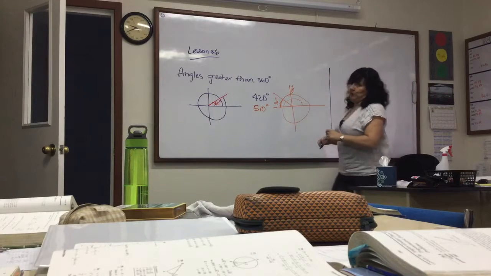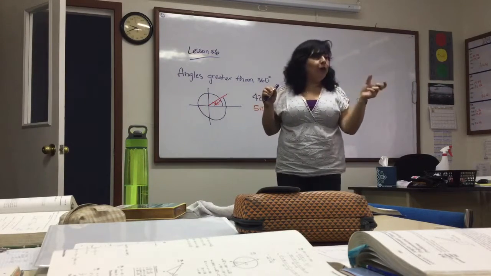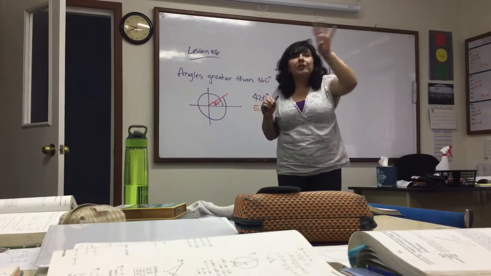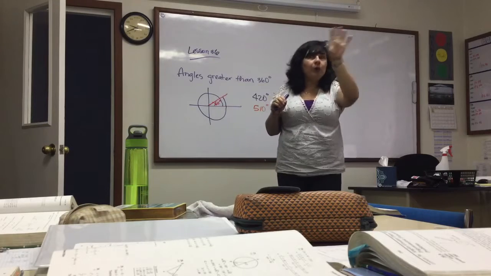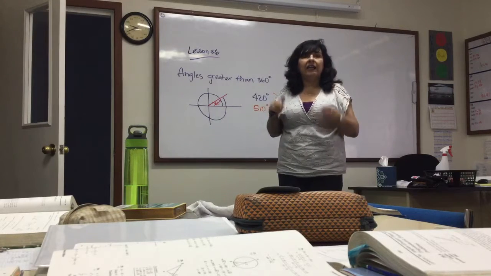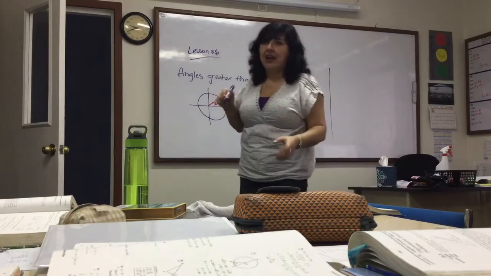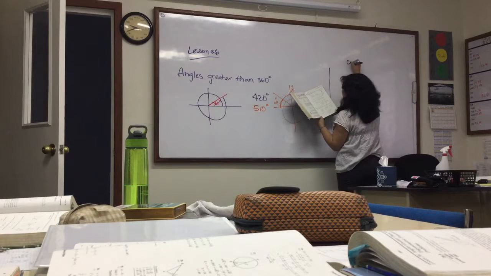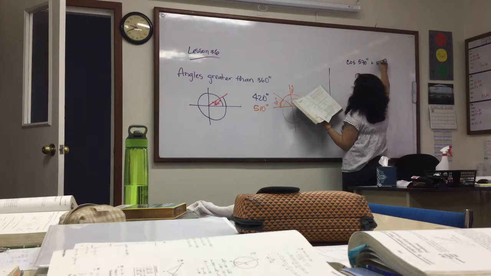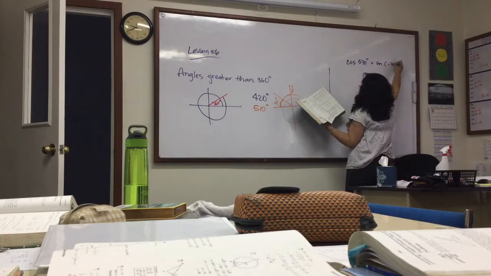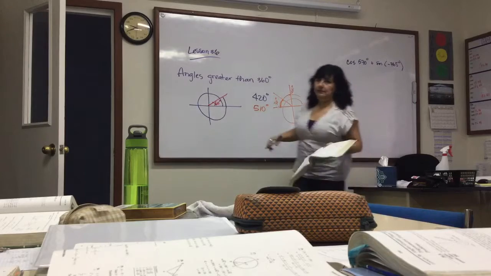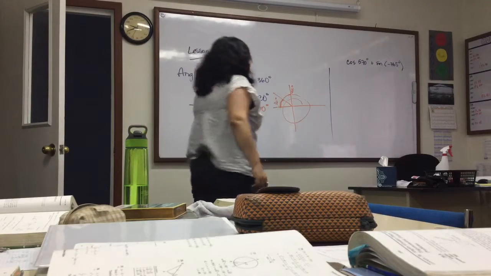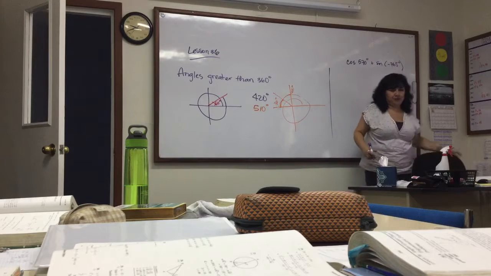When it comes to problems with this, the fact that it's over 360 only tells you which quadrant it falls into. Once you know which quadrant it falls into, you get the sign of the trigonometric function in that quadrant. So, let's do one. Let's say you get cosine of 570 plus sine of minus 765. Don't freak out, it's fine. Cosine 570. Let's do that one first.